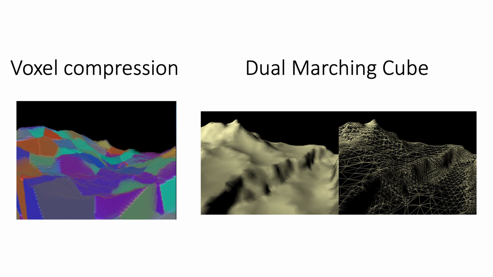One of the deciding factors for me was that the voxel compression code was about 5,000 lines of code, whereas the dual marching cube was only about 600. So it just seemed a lot more sensible to go for a smaller amount of code.